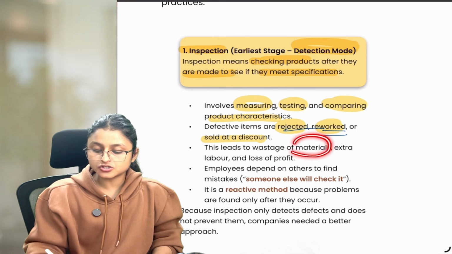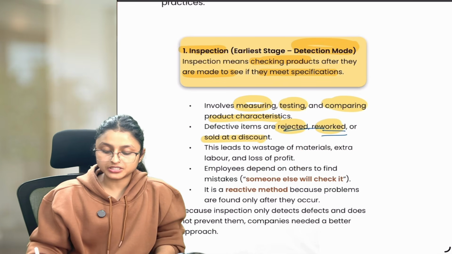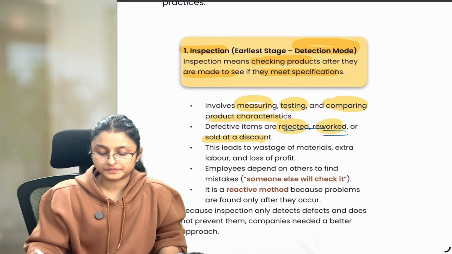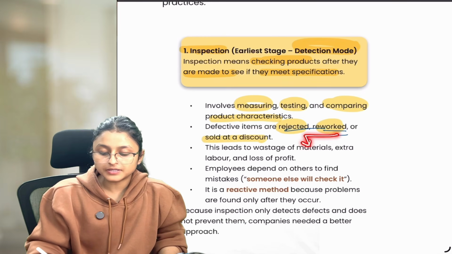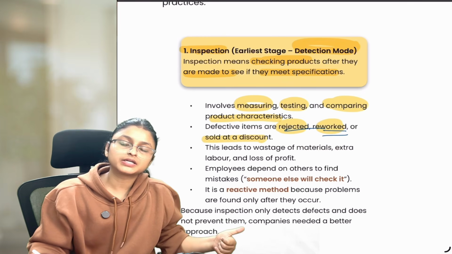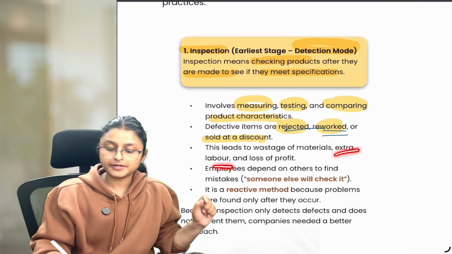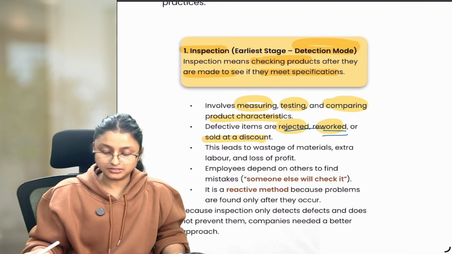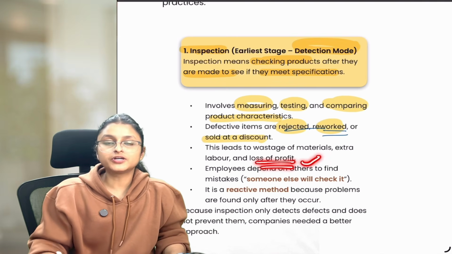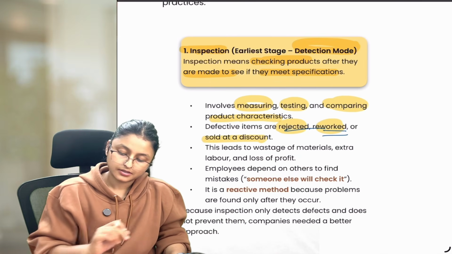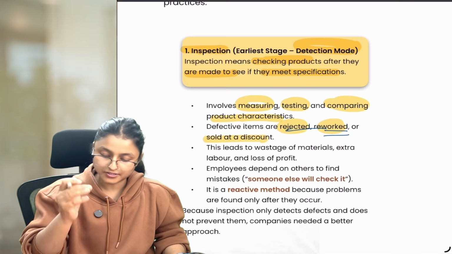This leads to wastage of material, extra labor and loss of profit. Think about it. When the product is defective and you are doing rework on it, you are using the materials again. Then the material which you used earlier is complete wastage. Extra labor hours are required, and loss of profit because you need to incur a lot of cost again and again. Hence, the profit is also reduced.